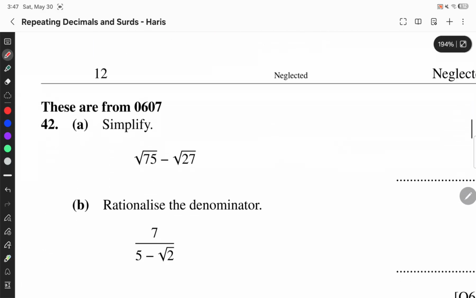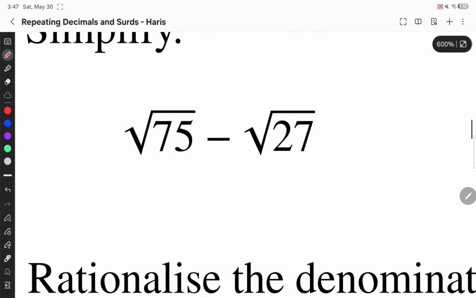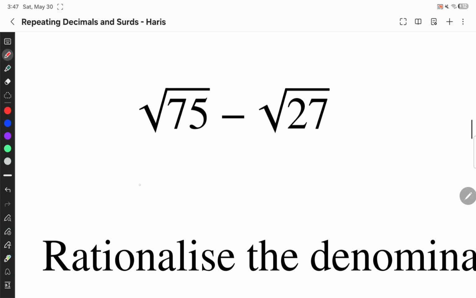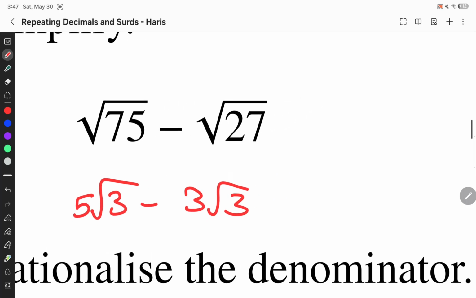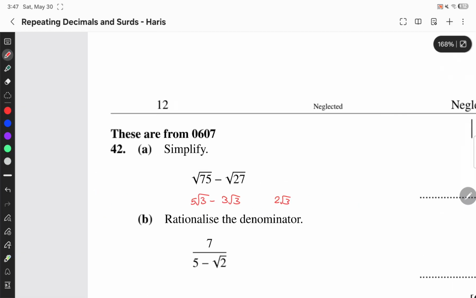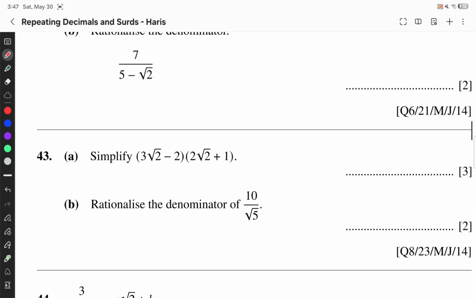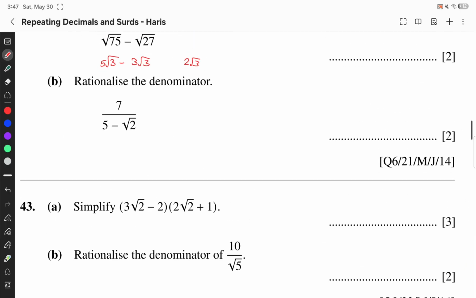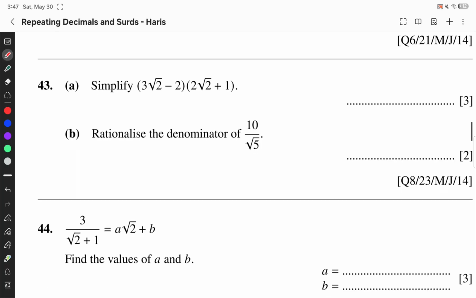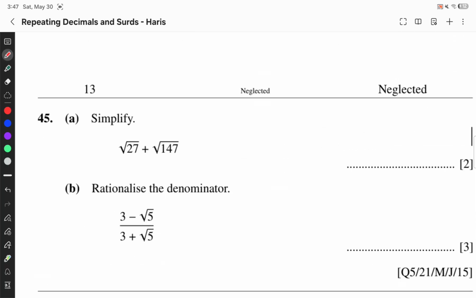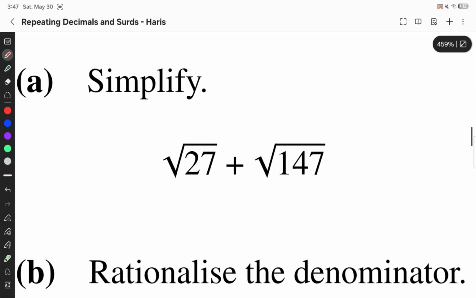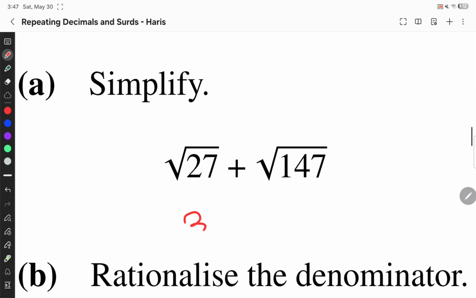A few more and then we will continue on with our work. This becomes 5 root 3 minus 3 root 3, which becomes 2 root 3. Another one. Okay, these are from 0607. Now I've used many syllabuses in this. Many? What do I mean by many? Only one syllabus. Yes, only 3 syllabuses.